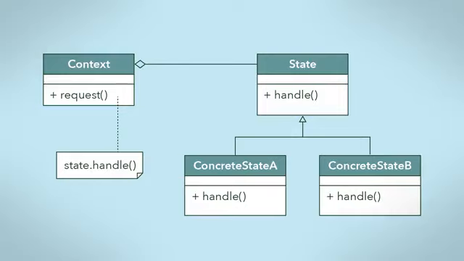The structure of the state pattern generally looks like this. In our example, the vending machine is the context class. It keeps track of its current state. When a trigger occurs and a request is asked of a context object, it delegates to a state object to actually handle the request.